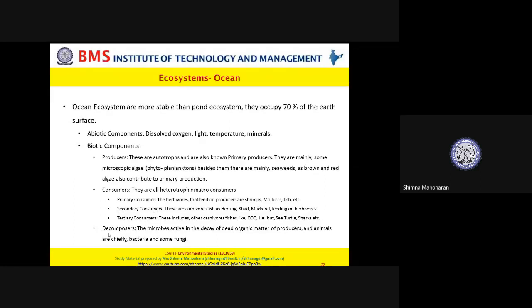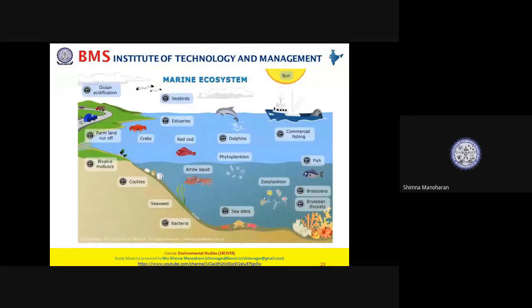Then again, you have the decomposer. You know the function of a decomposer, and usually you will find bacteria and some fungi. If you are an expert in biology or botany, you can recollect some names of bacteria and fungi. This is a typical photograph showing a marine ecosystem.